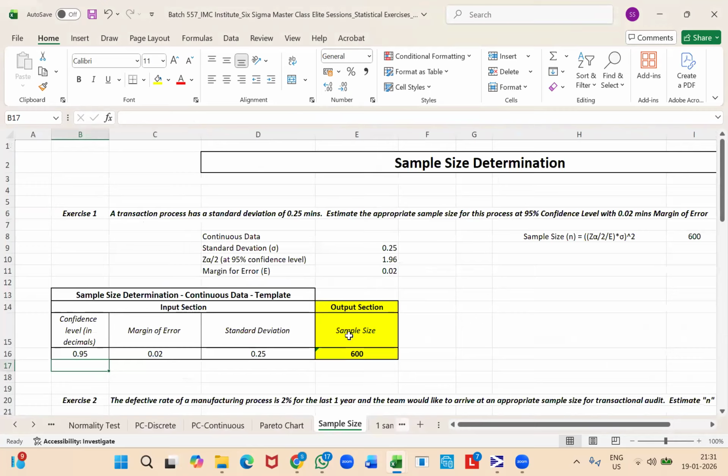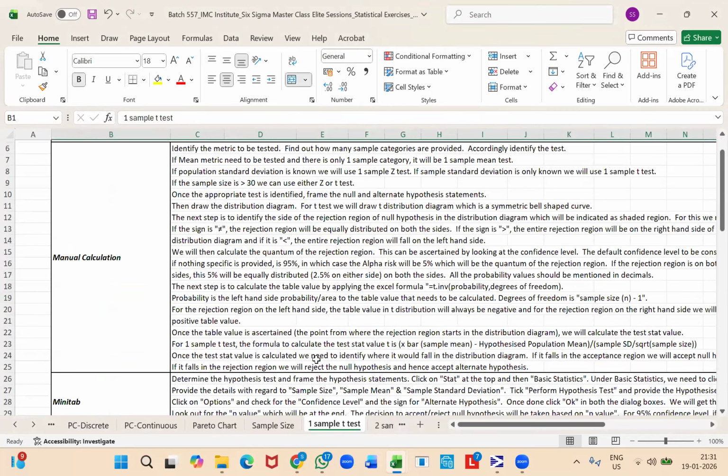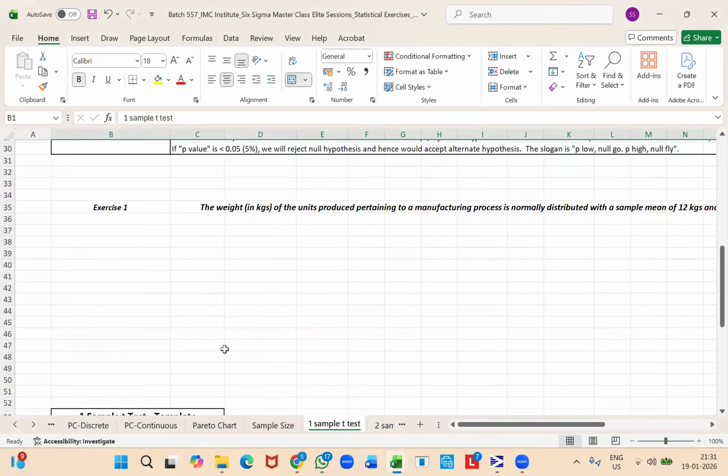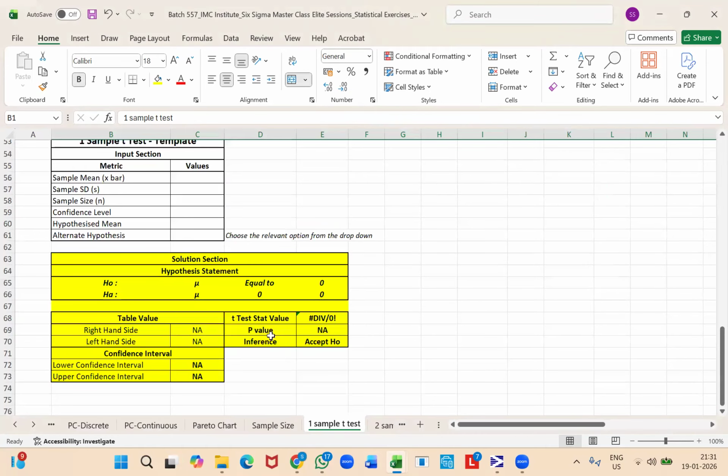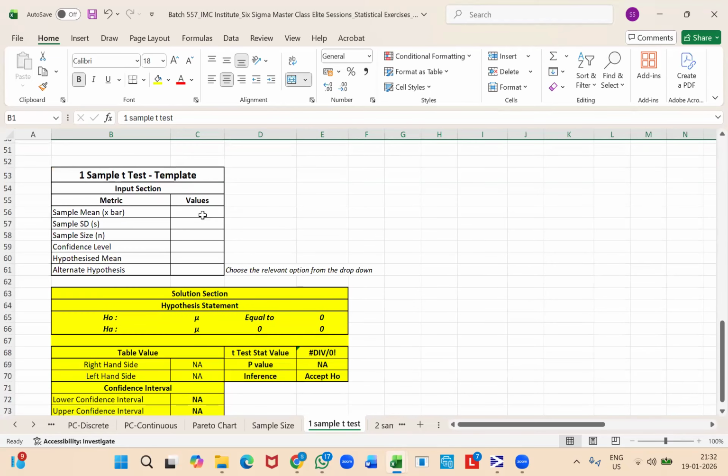So if you look at the one sample t-test exercise, this is the template I've given for the one sample t-test. Here we have the p-value and also the final inference based on this p-value. Of course, this "accept H naught" is a default inference, so we should not consider it unless we provide all the input values in this input section. Only then do we need to look at the inference. The inference will change according to the p-value.